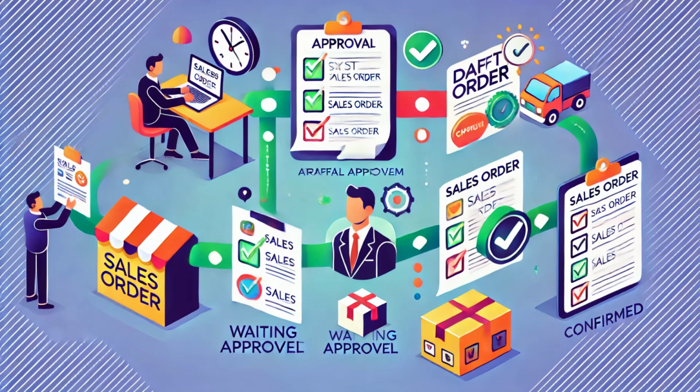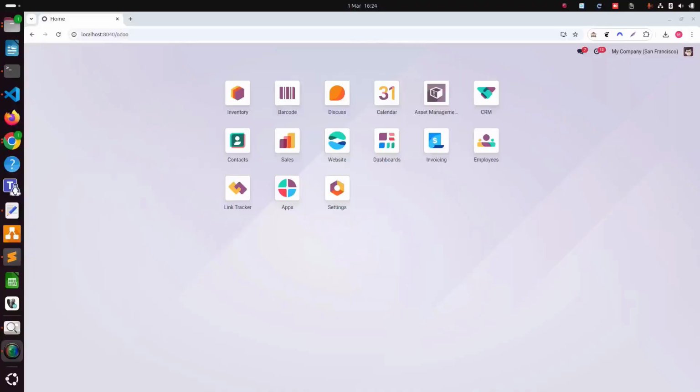In this tutorial, we will build an approval system where salespersons can create orders but cannot confirm them. Sales managers must approve orders before they can confirm, and administrators have full control. We will achieve this using access control lists, ACLs, record rules, and custom views in Odoo 18. Let's dive into step-by-step implementation.